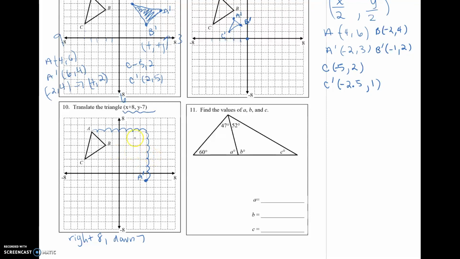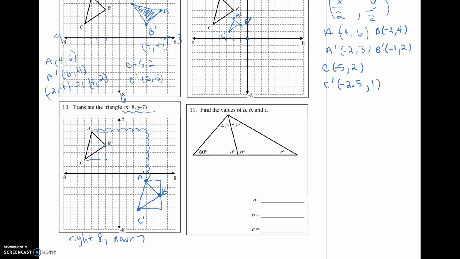I can do the same with each point, or I could say to get from A to B, I go right 2, down 2. So to get from A prime to B prime, right 2, down 2. And I can only do this with the translation. And then to get from B to C, I go down 2, left 3. So from B prime, down 2, left 3 puts me at C prime. And no matter how you do it, that is how it should look.